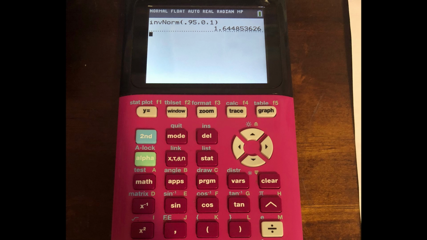There are 2 ways to do this calculation. One is using your calculator. You're going to go second vars, and then you're going to find invNorm. In invNorm, you are given a prompt to give the area, the mean, and the standard deviation. The area in this case is going to be 0.95, the mean is going to be 0, and the standard deviation is going to be 1. Once you've entered all those in, you will get a value of 1.644 or 1.65, and that gives you the z-score for this percentile or this area to the left of z.